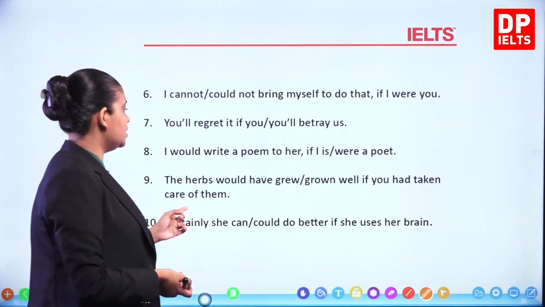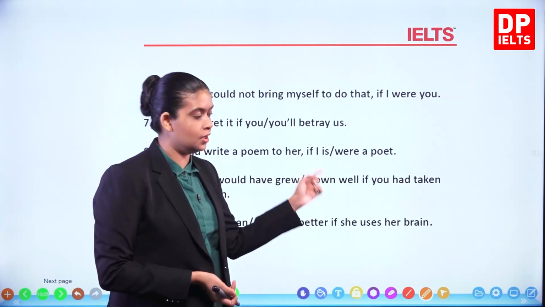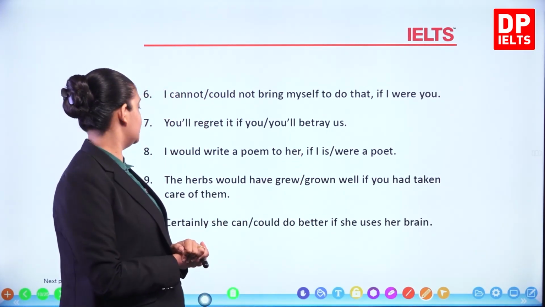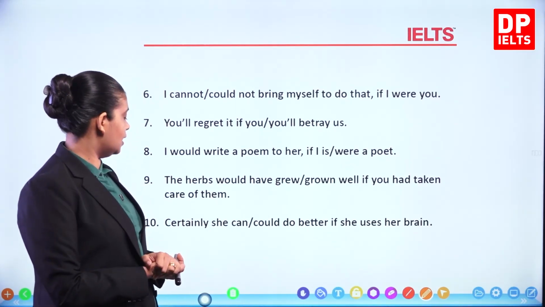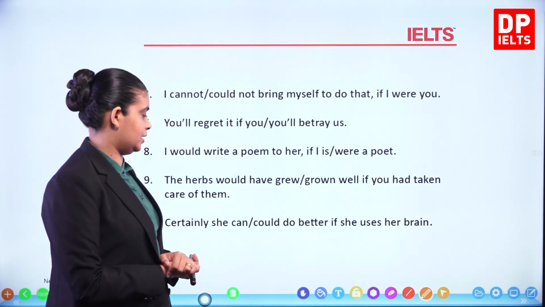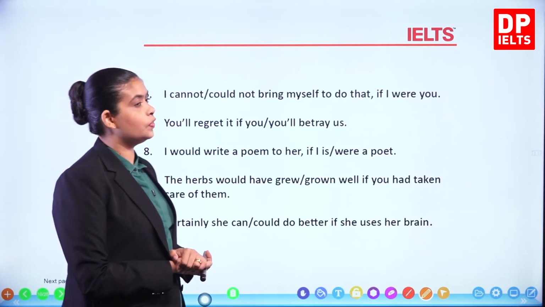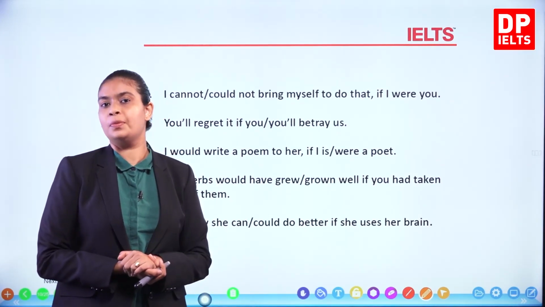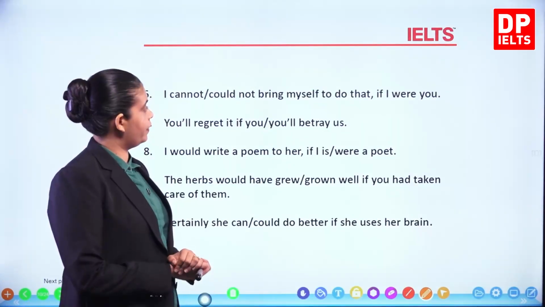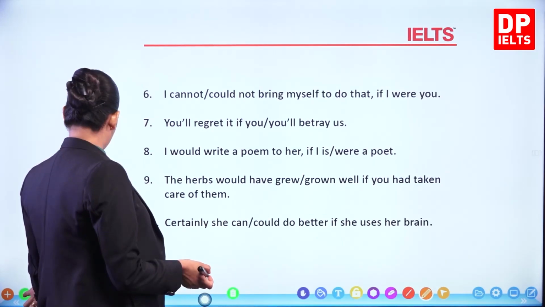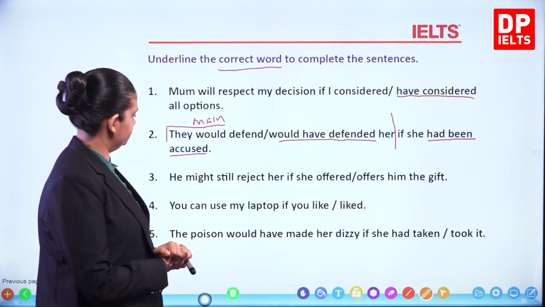The herbs would have grown well if you had taken care of them. Certainly she could do better if she uses her brain. Alright? So think about what are the proper answers and jot them down in your notebook. Alright, so I'm thinking that you would have finished it. So let's have a look at the answers.